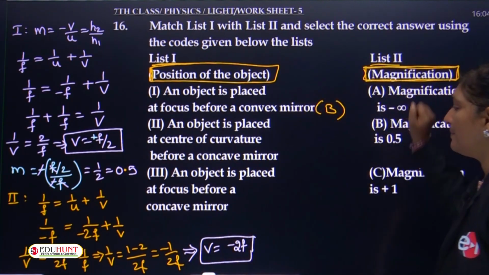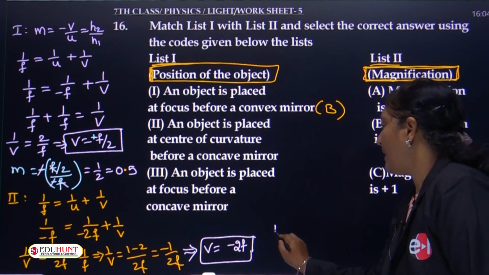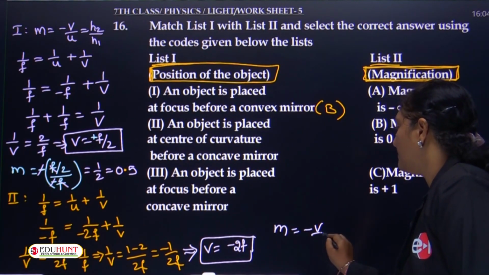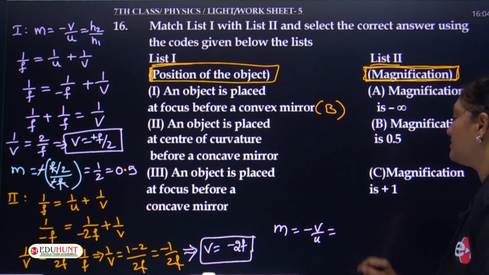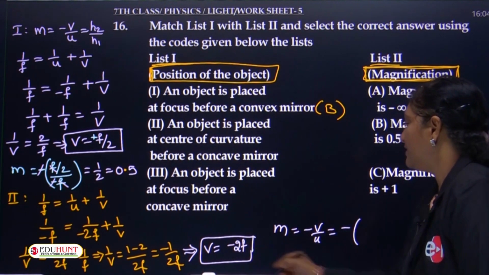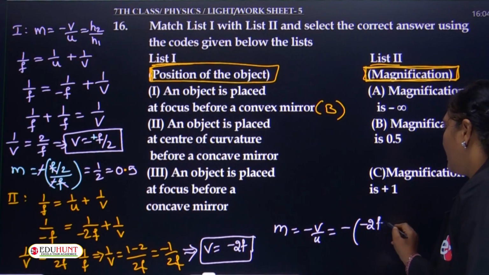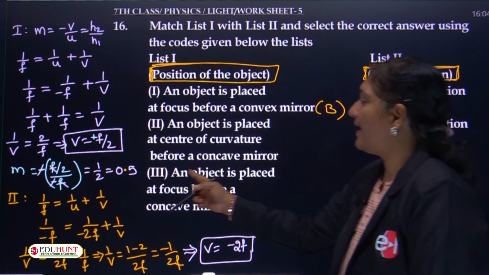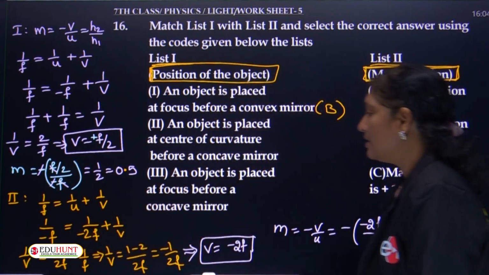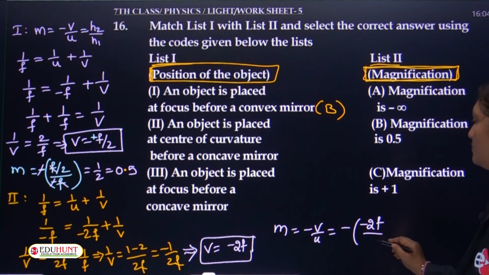But you are asked to find the magnification. The formula for magnification is minus v by u, and this equals minus of the value of v, which is minus 2f, and the value of u was also minus 2f.